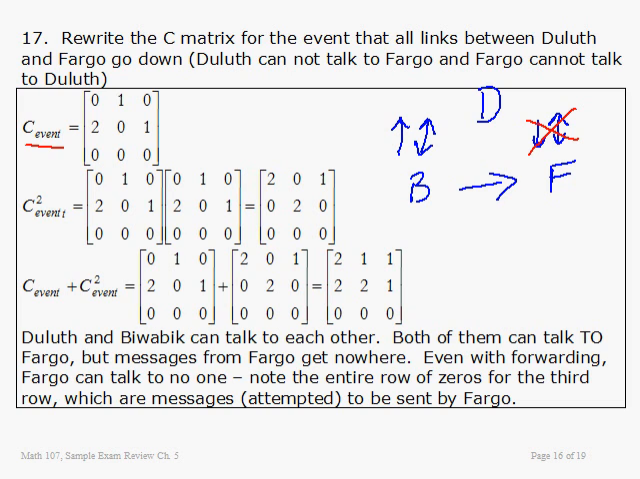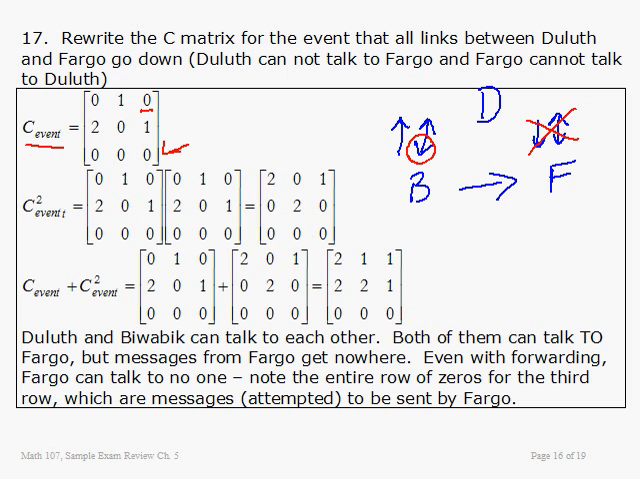So Duluth to Duluth, Biwabik to Biwabik, Fargo to Fargo. Those are all zeros right along the diagonal. Now, there was one channel from Duluth to Biwabik. It's this one right here. That's why there's a 1. All the channels between Duluth and Fargo are gone. That's why there's a 0 here. Biwabik still has 2 channels to Duluth and 1 to Fargo. And Fargo has no channels to anyone.